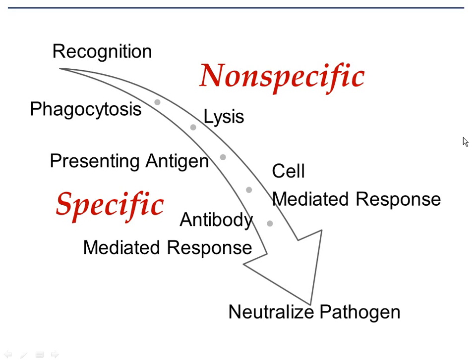So now let's put nonspecific together with specific. Let's look at the events of an immune response. An immune response is going to follow a sequence. Cells have to have the ability to recognize what's foreign from what's not foreign. So we have to start with recognition. Then those cells can phagocytize. Once they phagocytize the pathogen, they will lyse it. Okay? And this is a macrophage.